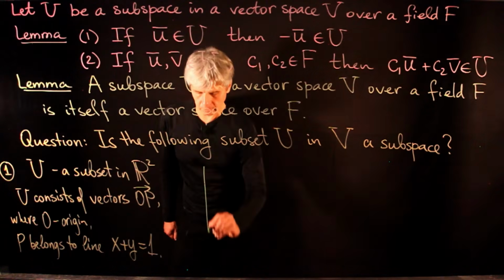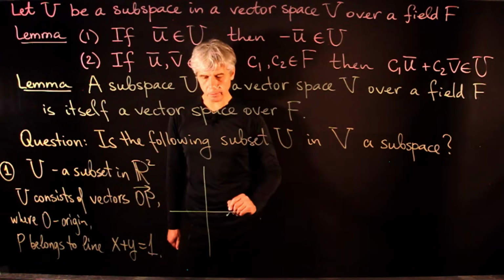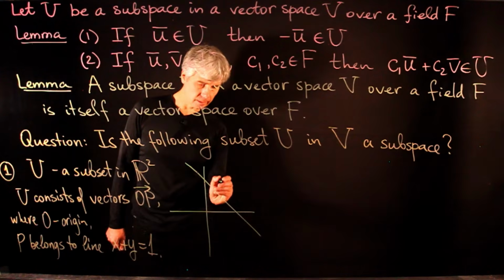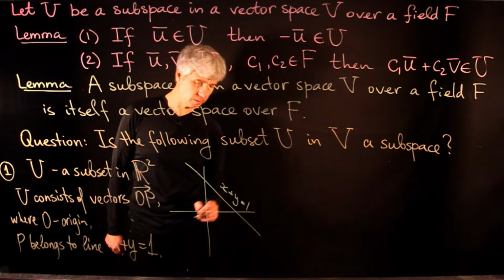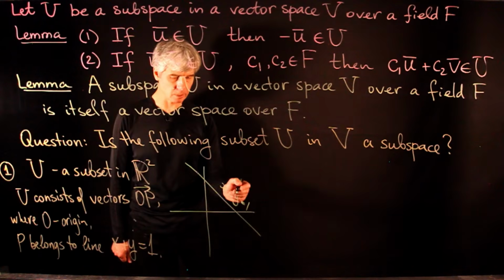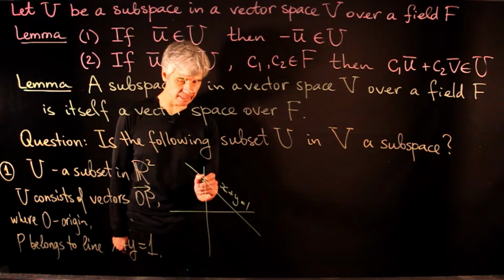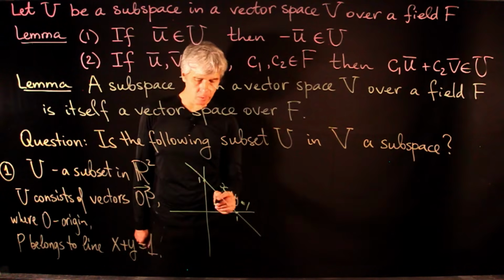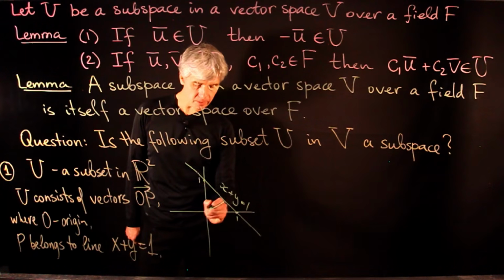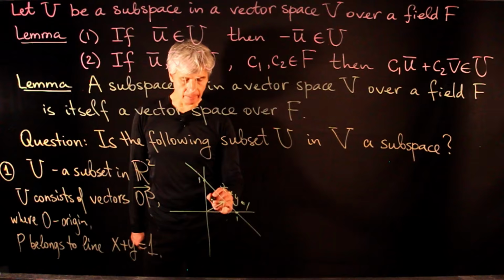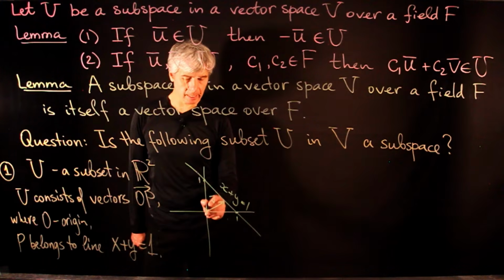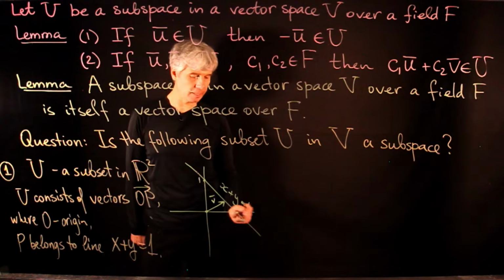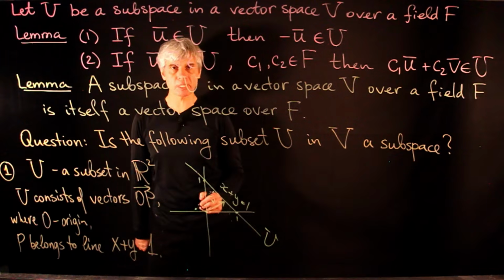Let's make a picture. Here we have a coordinate plane, and here we have the line x plus y is equal to 1. The slope of this line is -1, because it can be written as y equals 1 minus x, and the intercepts are both equal to 1. So the set of vectors that we consider are vectors that have initial point at the origin, and the endpoint runs over this line. So this line is our subset U.